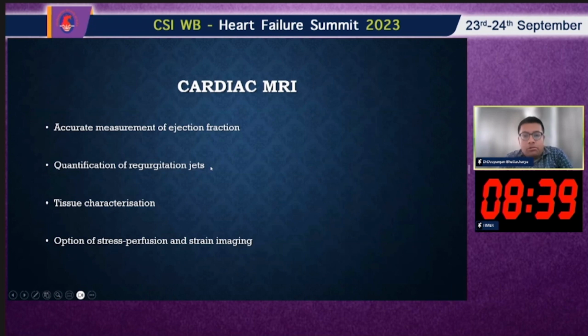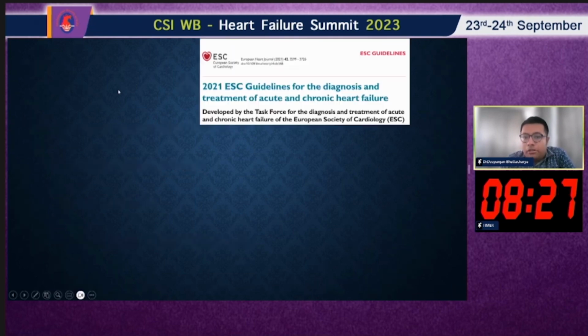So next, coming to cardiac MRI, we get an accurate measurement of ejection fraction. We get quantification of regurgitant jets. We get tissue characterization, and we also have the option of stress perfusion and strain imaging on MRI.